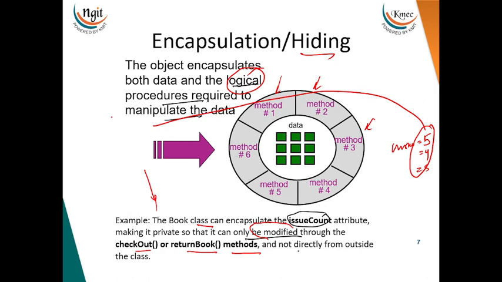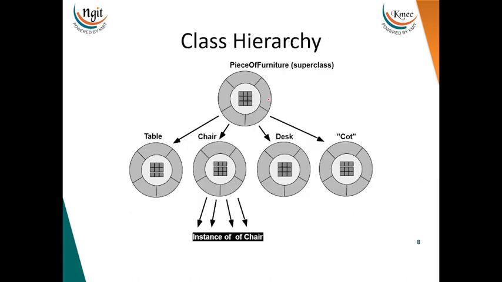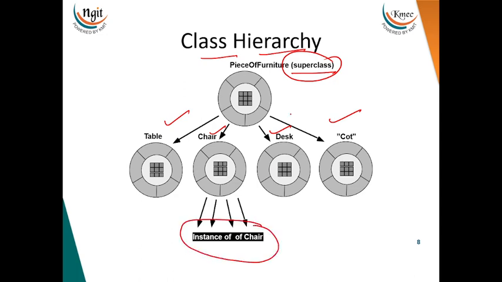So we have a class. In it, if you have a library book, we go on and on with the checkout and return book operations. Then class hierarchy is something like this. We have a furniture superclass, and in this we have table, chair, desk, and cot. And in this one we have an instance of a chair, with the properties of the chair. This is higher order and this is lower order.